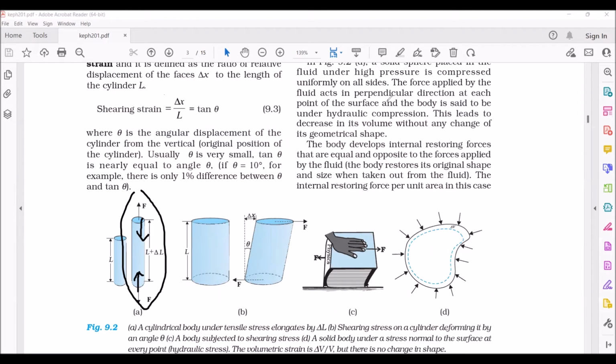Similarly, when we try to compress this object, the restoring force acting per unit area is called compressive stress. Combined, we call tensile stress and compressive stress longitudinal stress. So either we stretch or we compress, then the restoring force acting on that object, per unit area, is called longitudinal stress.